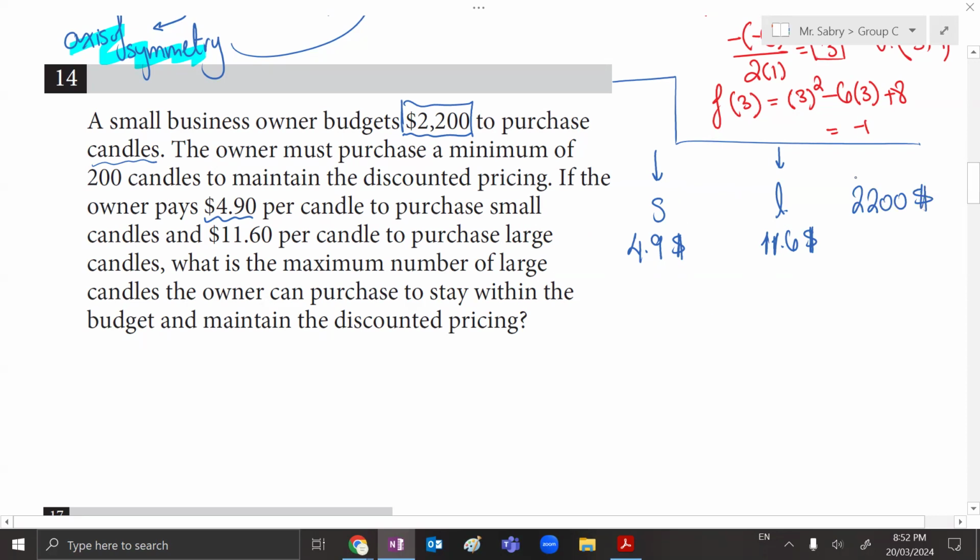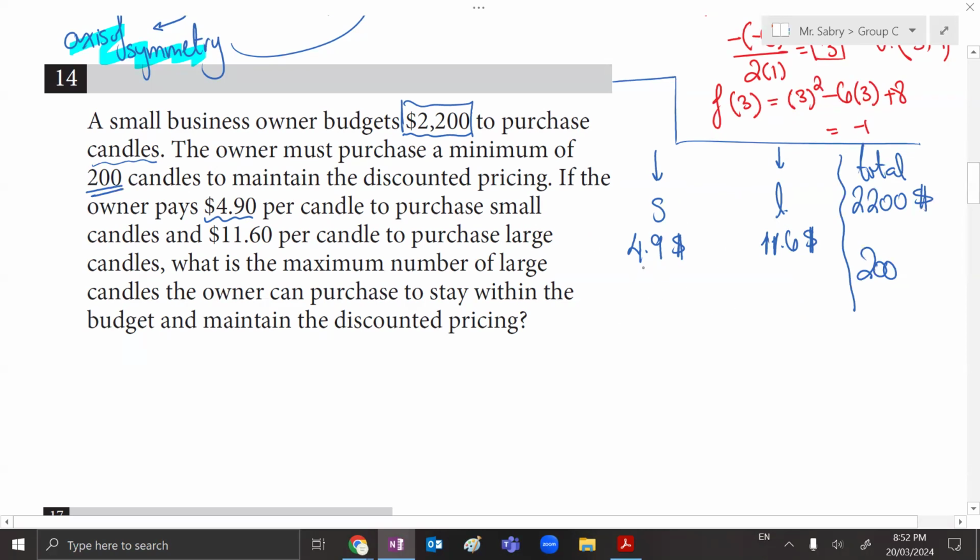$2,200, apparently that's for the total number of candles. And there's also another value given, which is this 200, and that's the number of candles, also total. So it goes under the total, but it's not dollars, it's the number. So what do we do now?